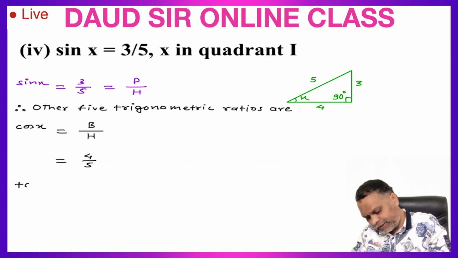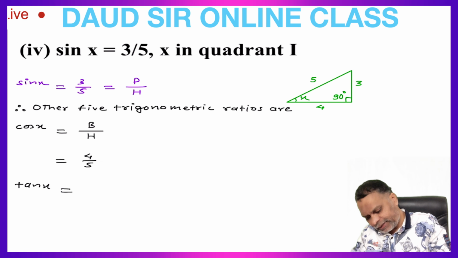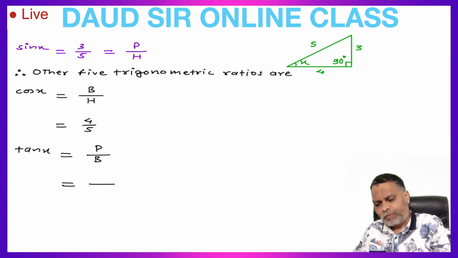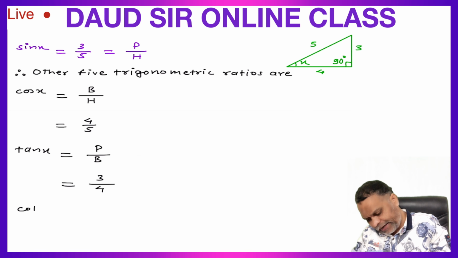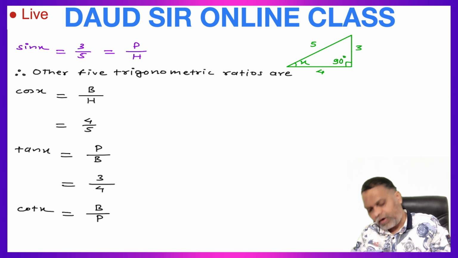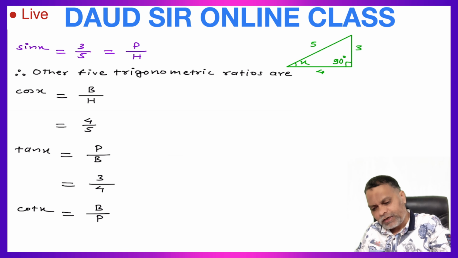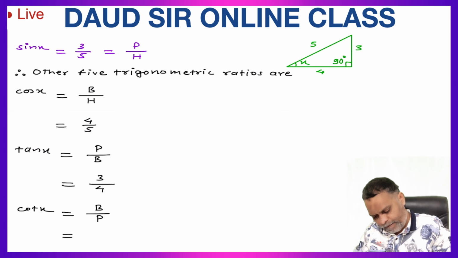Cos, then tan x is equal to perpendicular upon base. Tan is also positive in first quadrant, so perpendicular is 3 and base is 4, 3 upon 4. Tan, then cot x is equal to base upon perpendicular. Cot is also positive in first quadrant. Base is 4 and perpendicular is 3, 4 upon 3.